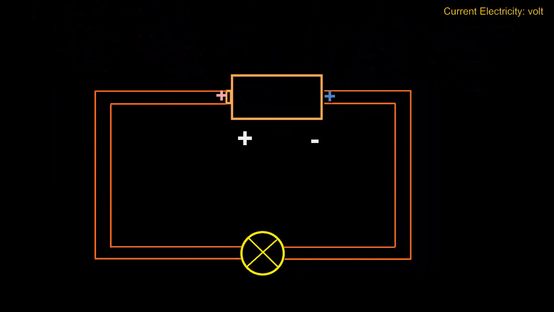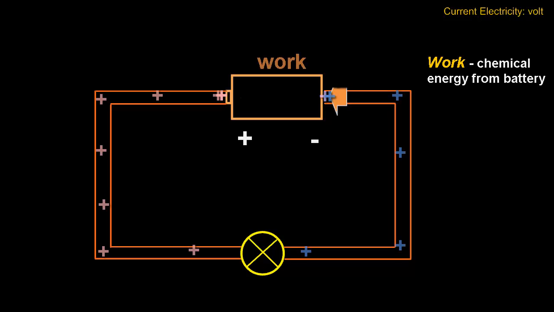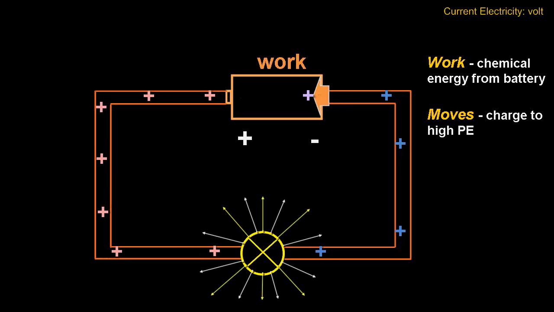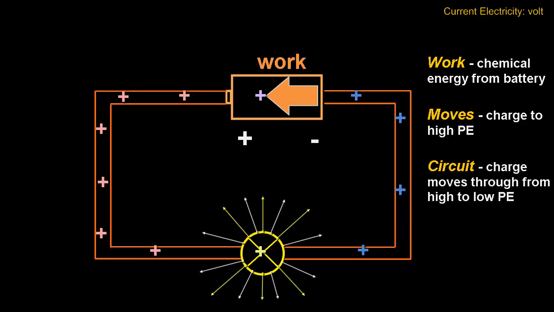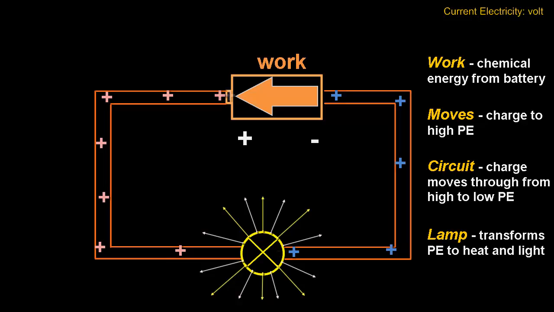So let's review what we know. The battery, using chemical energy, does work on the low potential energy positive charge and moves the charge to a position of high potential energy at the positive terminal. It can then naturally move from a position of high potential energy through the circuit to a position of low potential energy. On the way, the potential energy is transformed into heat and light in the lamp.